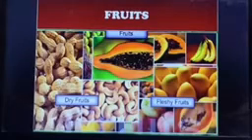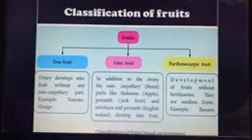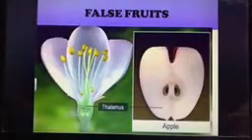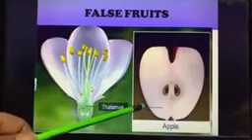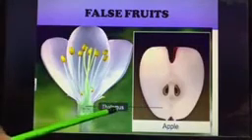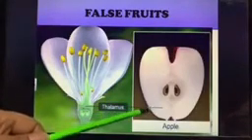Now we will study fruits. On the basis of their formation, fruits are classified into three types: true fruit, false fruit, and parthenocarpic fruit. Now one by one we will study these types of fruits. First of all, false fruit. Here you are seeing the diagram of a false fruit, right? This is an apple, and here the thalamus is the edible part of the apple.